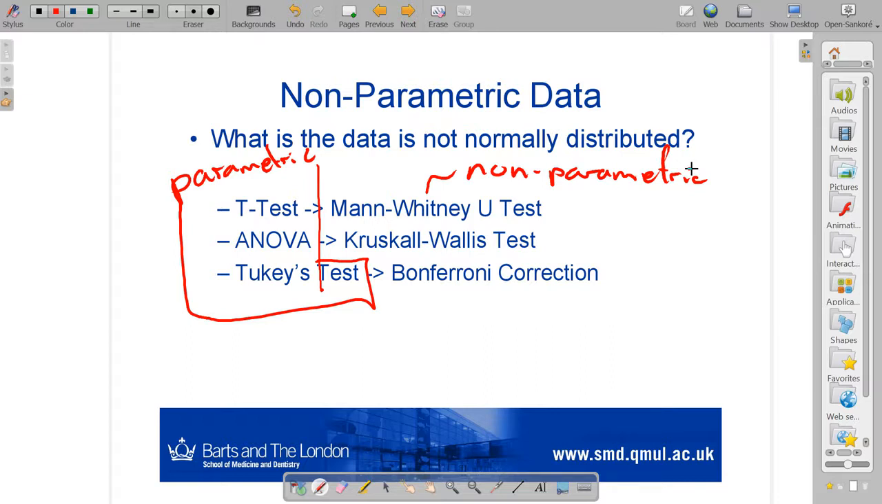There are multiple ways, as I mentioned earlier, to deal with the multiple comparison issue. But I'm just going to suggest, if you find that you need to do multiple comparisons and you have non-parametric data, start by applying the Bonferroni correction.